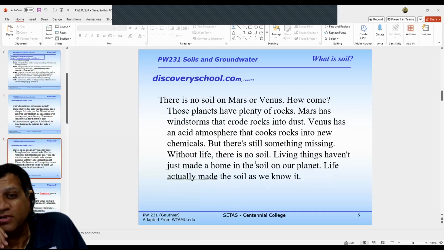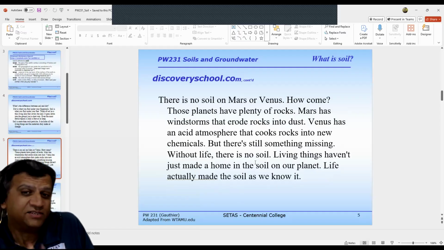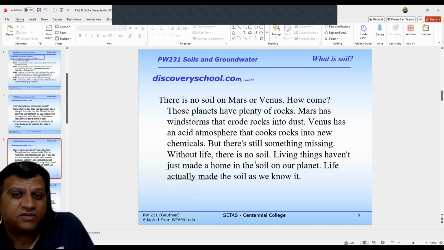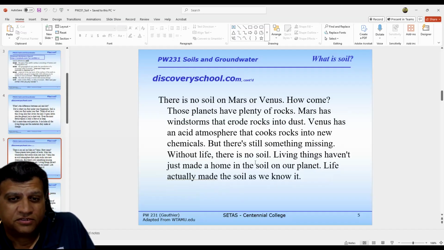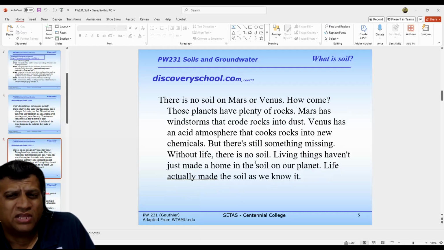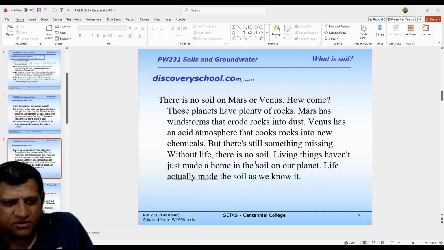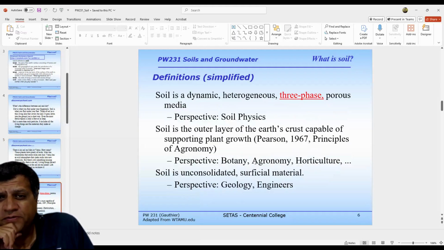See, there's no soil on Mars or Venus. Why? Well, they have plenty of rocks, and to be fair, they do have some erosion on Mars, but it's just basically dust. You don't really have soil. Venus has an acidic atmosphere that cooks rocks into new chemicals. But the main component that's missing is life, as one of you mentioned, right? I think one of you said here, it's the life.